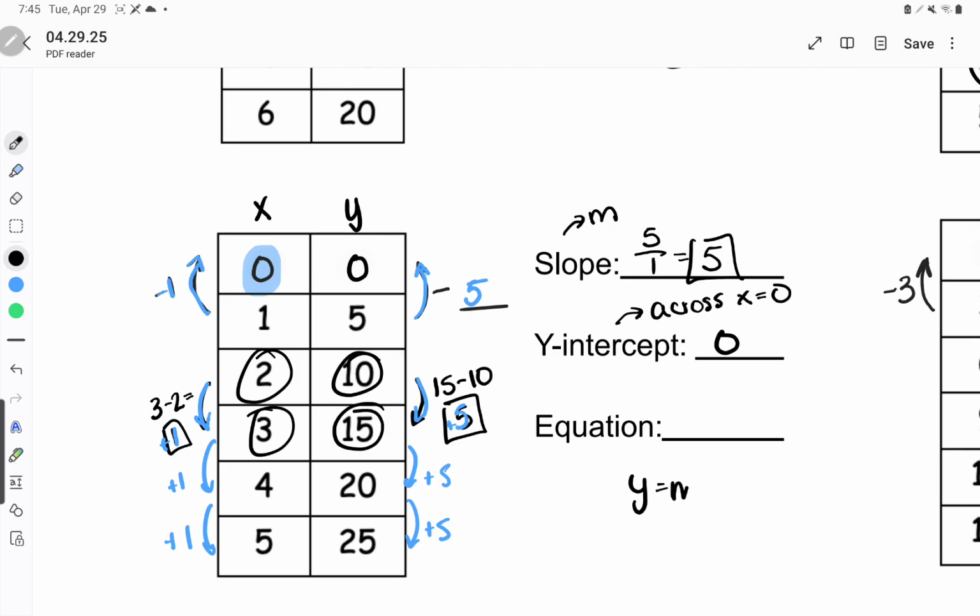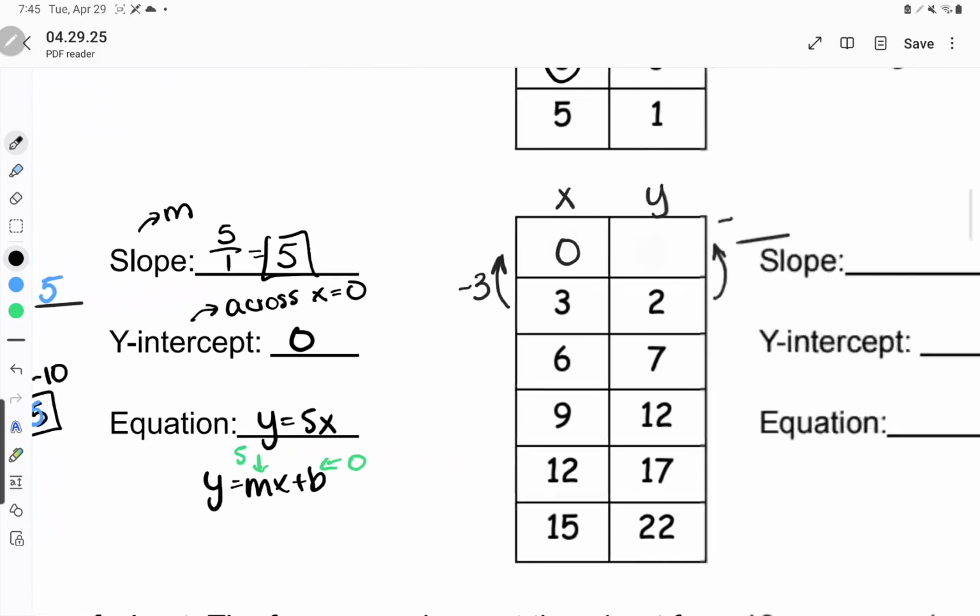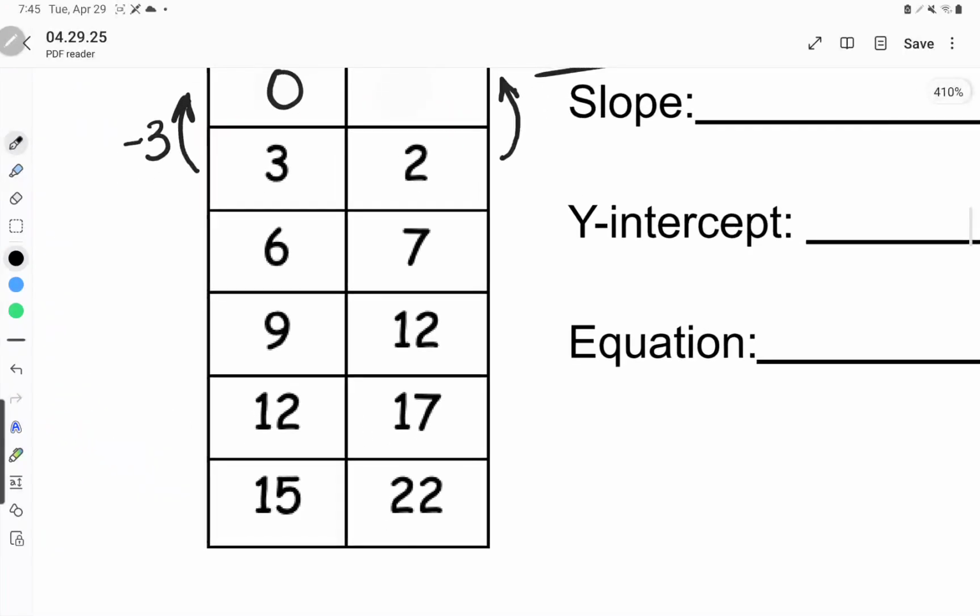So I'd have y equals mx plus b, where m would be 5 and b would be 0. But remember, if my b is 0, I don't need to include it. So I'd have y equals 5x. Okay, next one. When I see a table, what do I do? I draw some arrows.